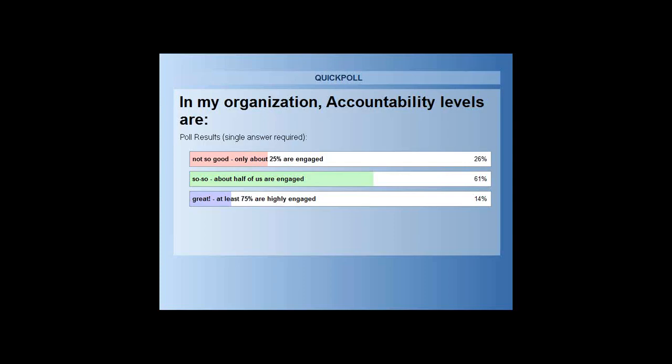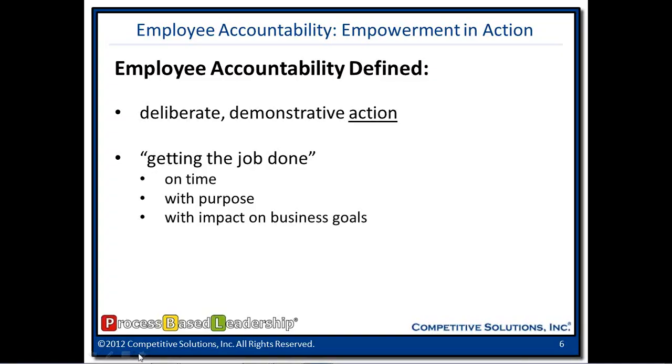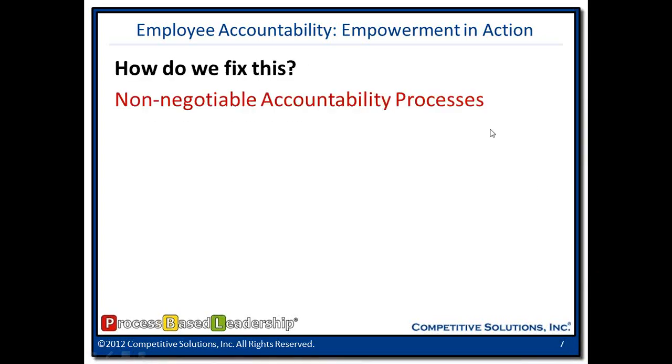There you go, Seth. Number one answer, 61%. About half of us are engaged. And that's about what I would expect for many organizations around that. So let's talk a little bit more about accountability and talk about how do we fix this? How do we break out of this cycle of dependency that we have in organizations?